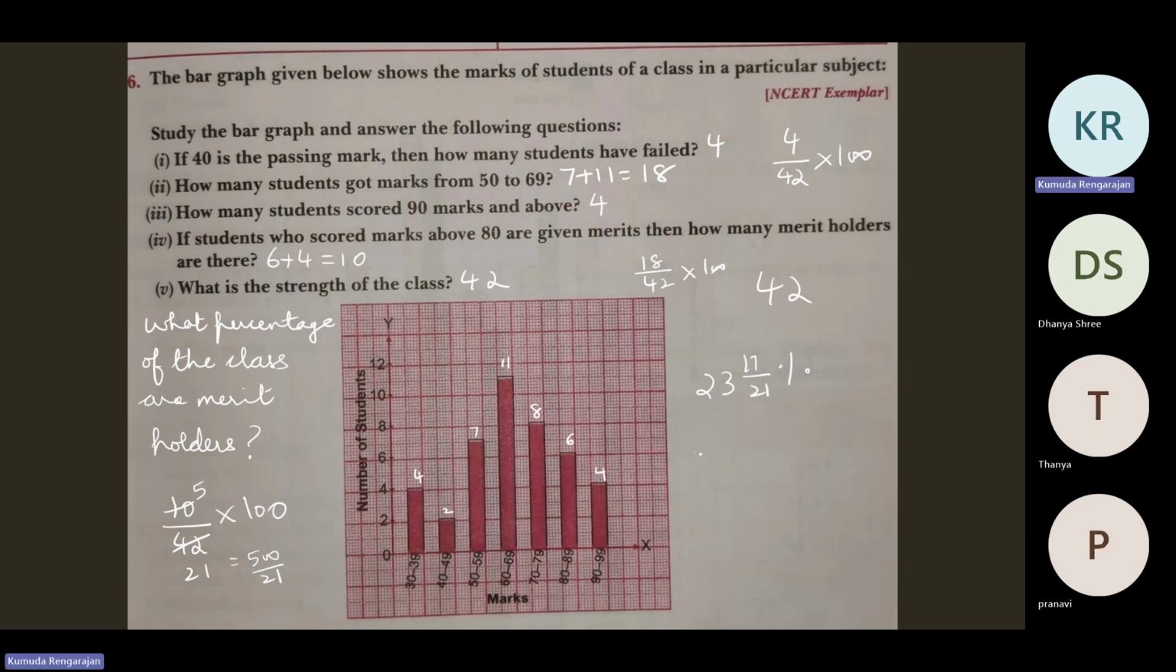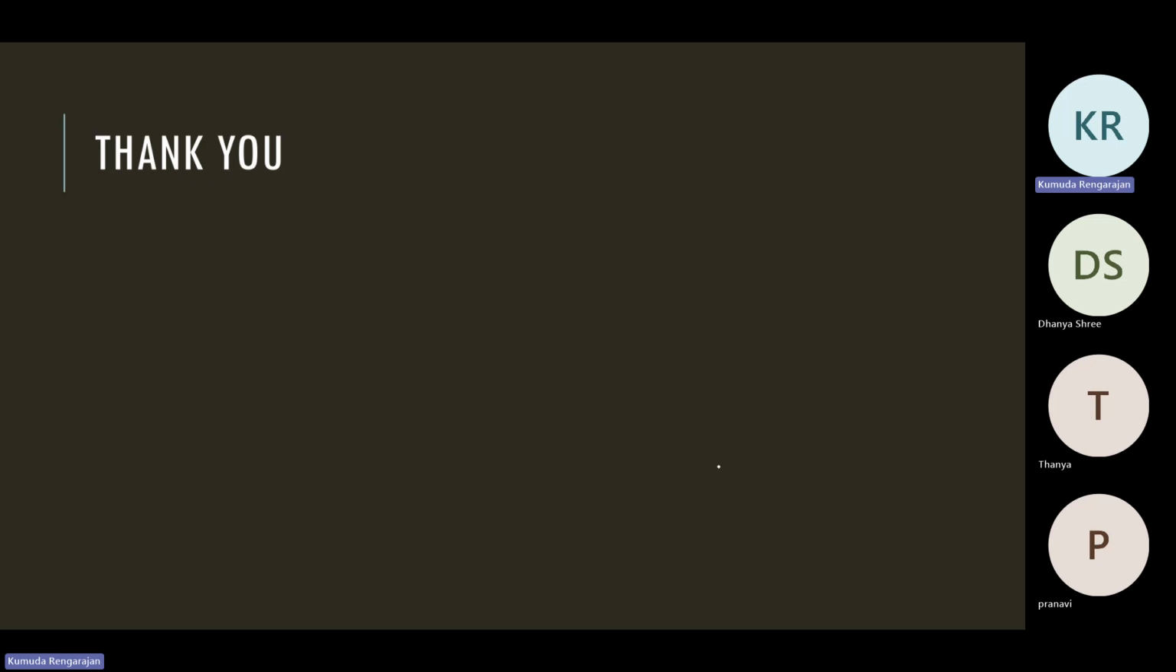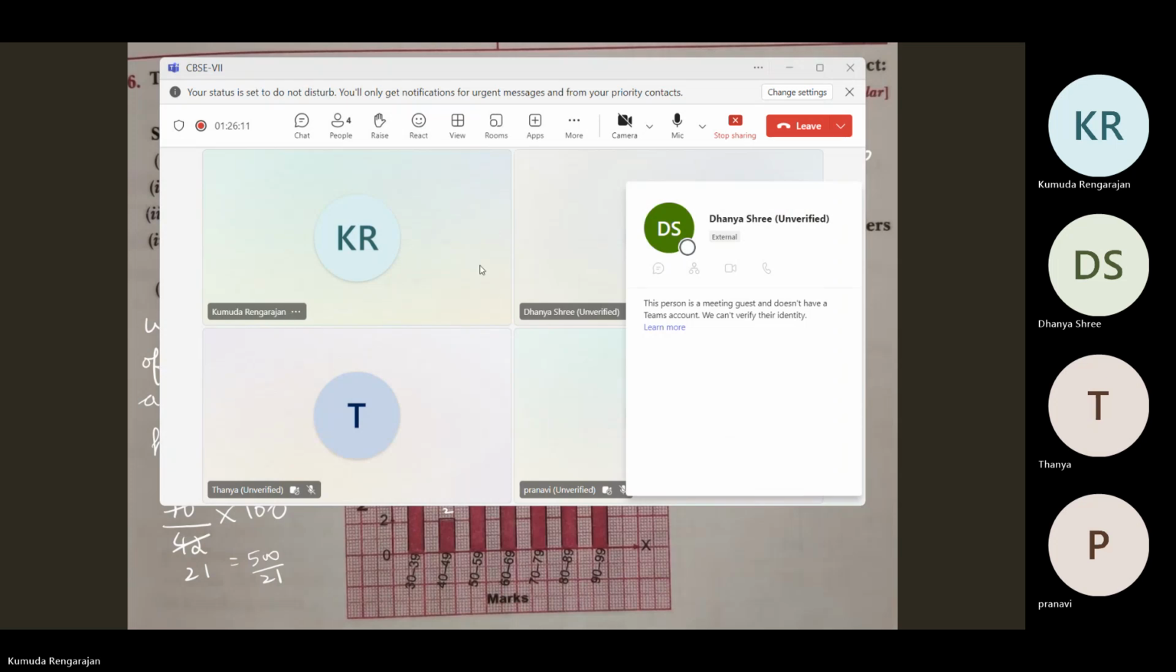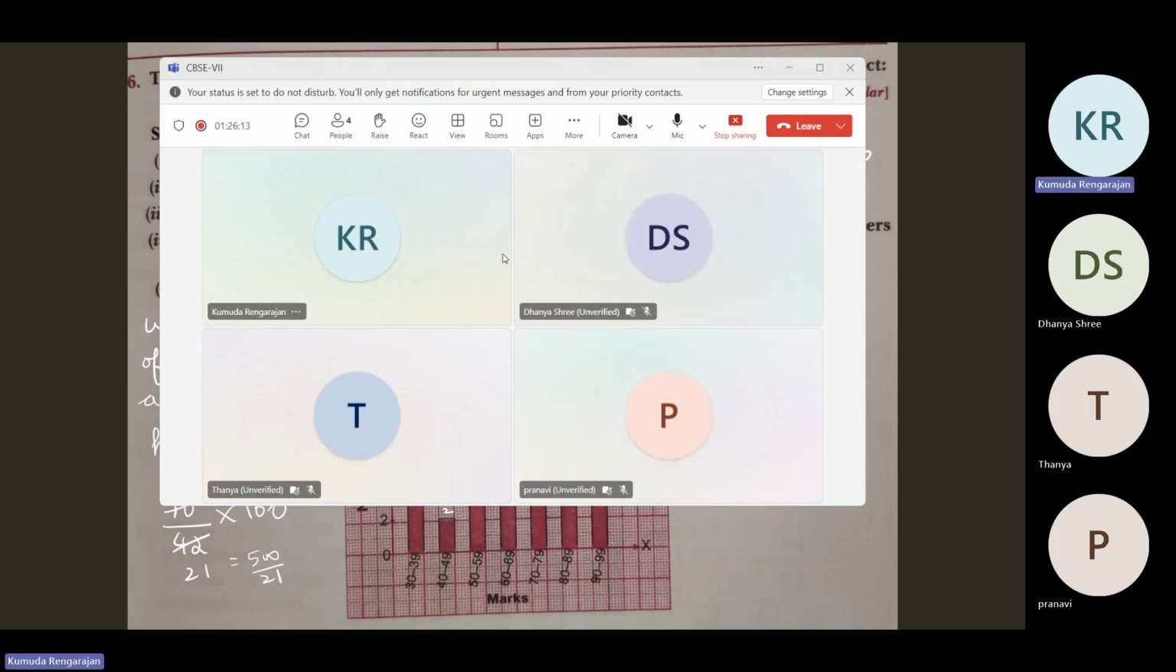Okay, I think we have discussed the answers to all the images I shared with you on WhatsApp, correct? Yes or no, children? We have seen the answers to all the case study questions and the assertion reason questions which I had shared with you on WhatsApp, right? Yes.